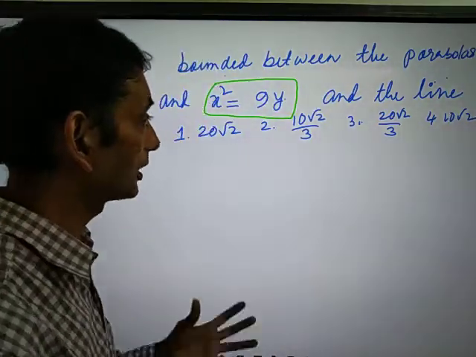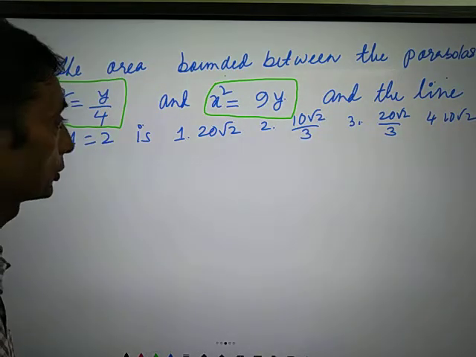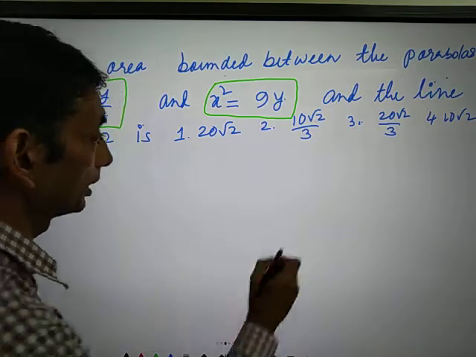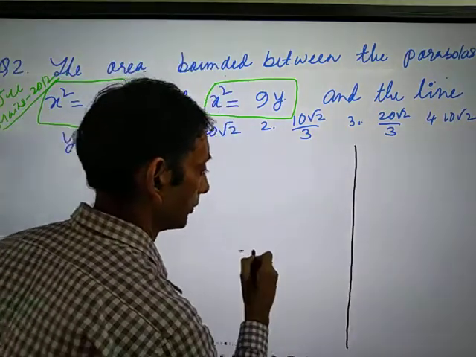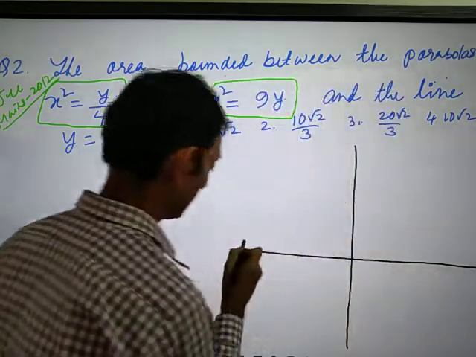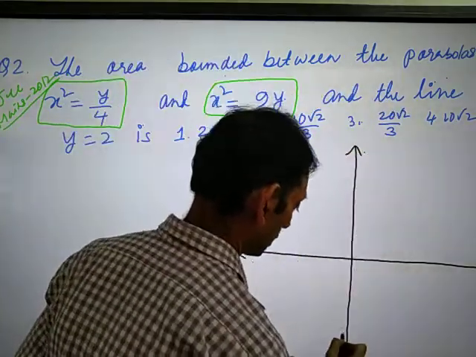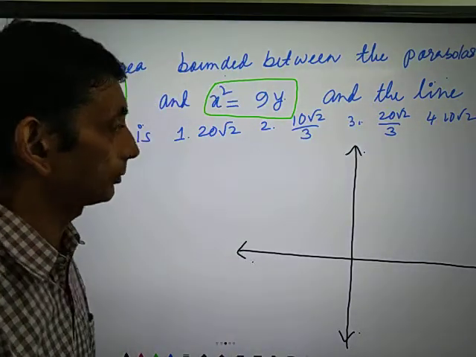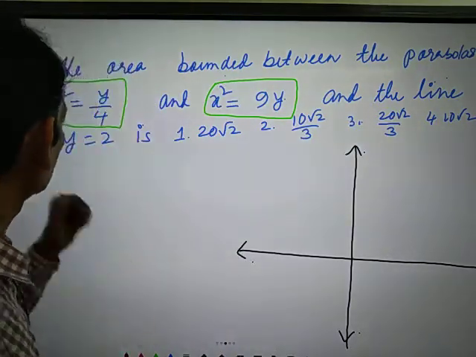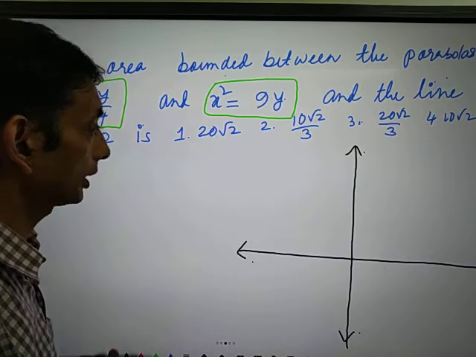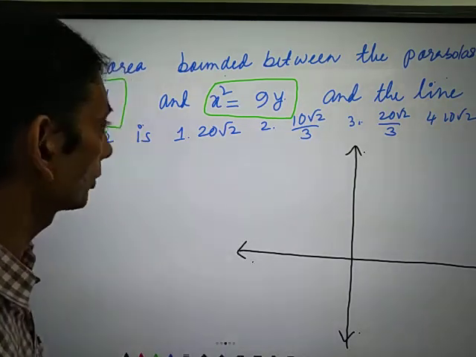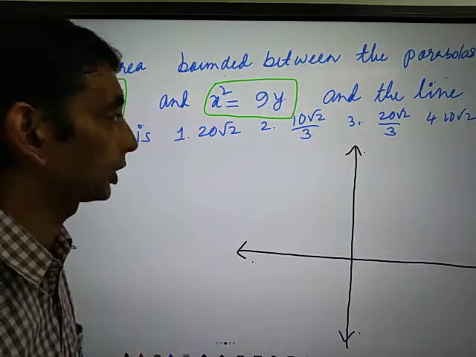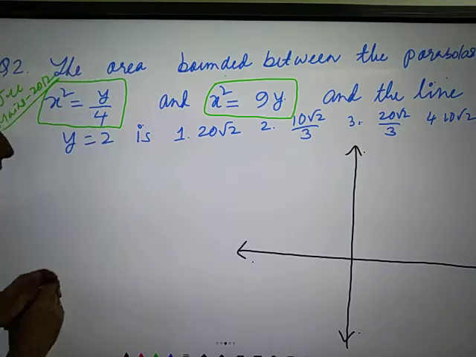Let us move to this question, that is question number 2. For that, what you need to do is first draw the graph. I know that you are all experts in drawing the graphs of simple curves like parabolas. First we'll draw x square is equal to y by 4. We only need to be a little careful about the correct way of drawing this parabola.